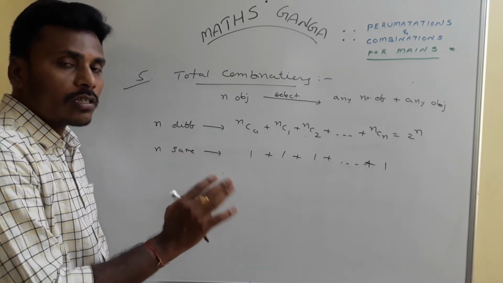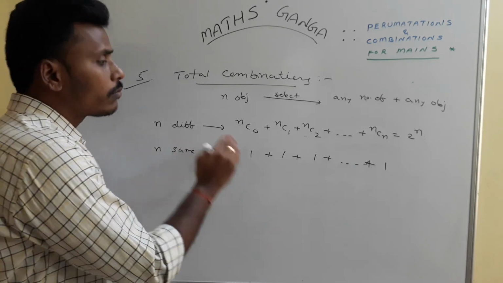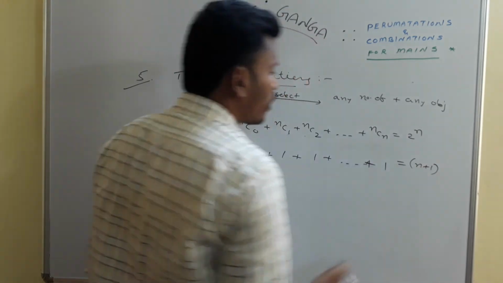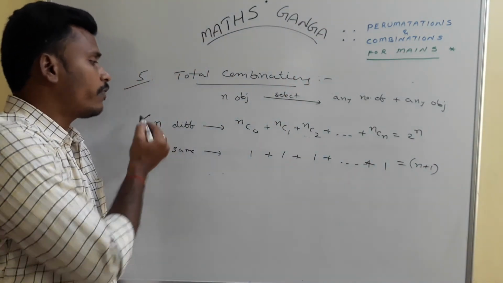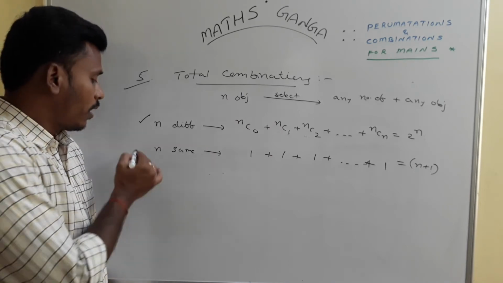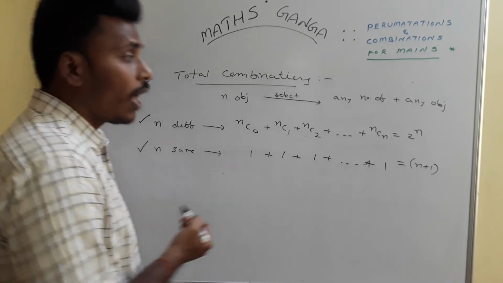There is no discussion of selecting any object, since all objects are same. So it can be done in 1 plus 1 plus 1 plus 1, how many ways? n plus 1 ways. Since n objects are different, the total number of selections is 2 power n. If n objects are same, then the total number of selections is n plus 1.